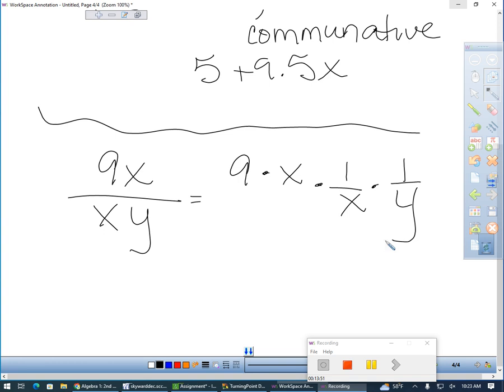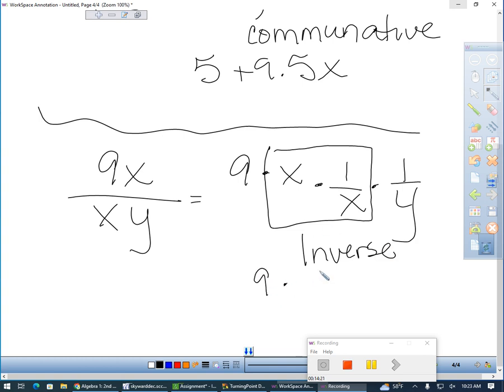All right, so now that I've written it that way, and I choose to multiply my two in the middle together, what property is that? Inverse property. So by the inverse property, this is going to be 9 times 1 times 1 over y, or this is going to equal 9 over y. Okay? Probably a good reason I gave you that example.